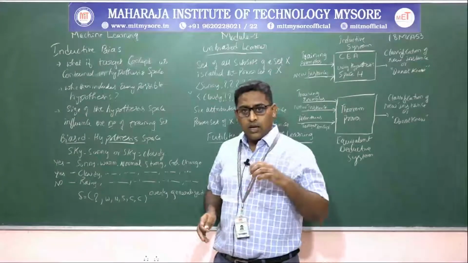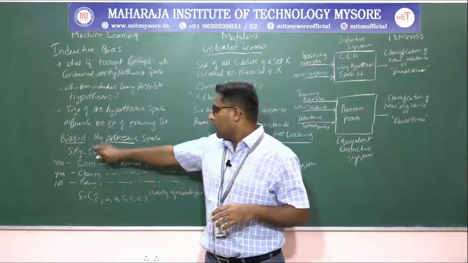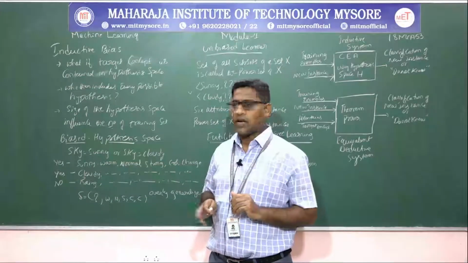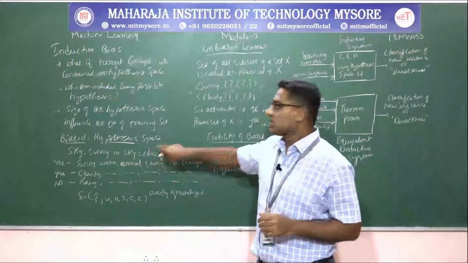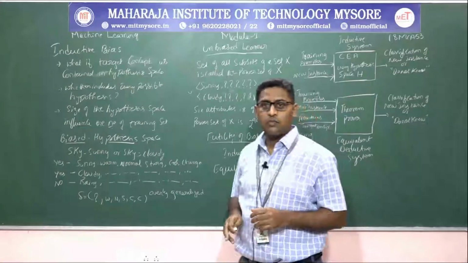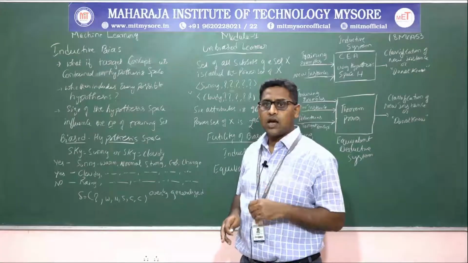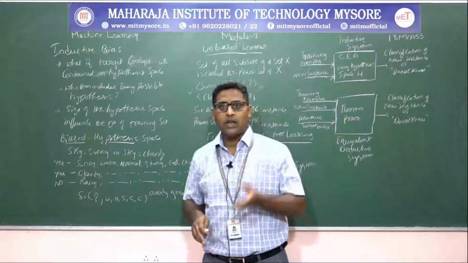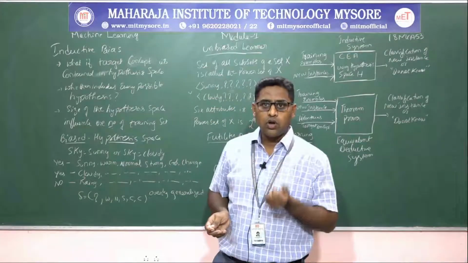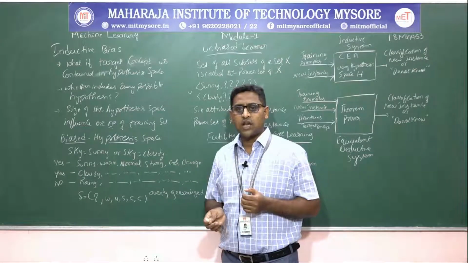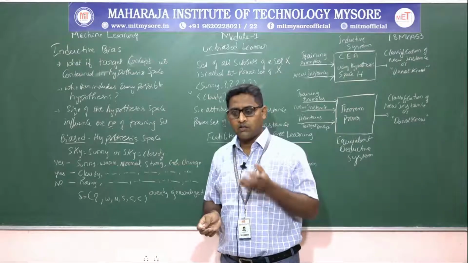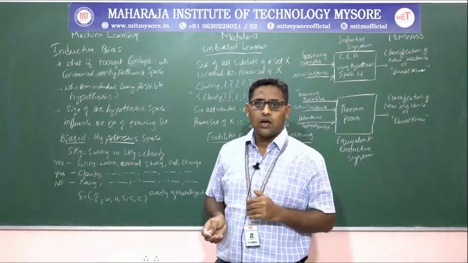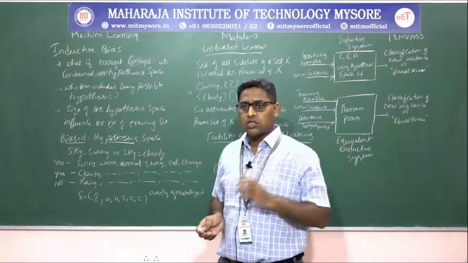Regarding that, there are two specific categories. One is the biased hypothesis space, and the other is the unbiased hypothesis space, or you call it an unbiased learner. So the biased hypothesis space means, so far in the water sport example, we have 6 attributes, and for those 6 attributes we have the respective specific values.